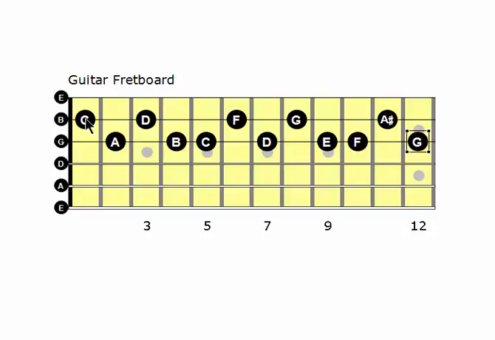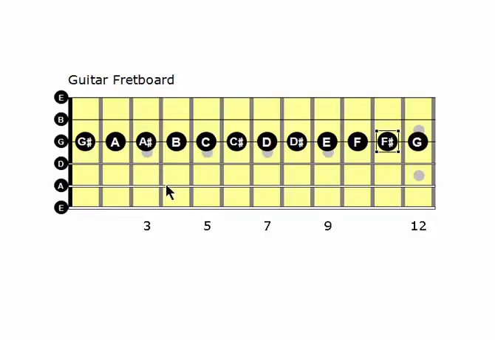Between G and A is G sharp, and between A and B is A sharp. Between C and D is C sharp, and between D and E is D sharp. In between F and G is F sharp.